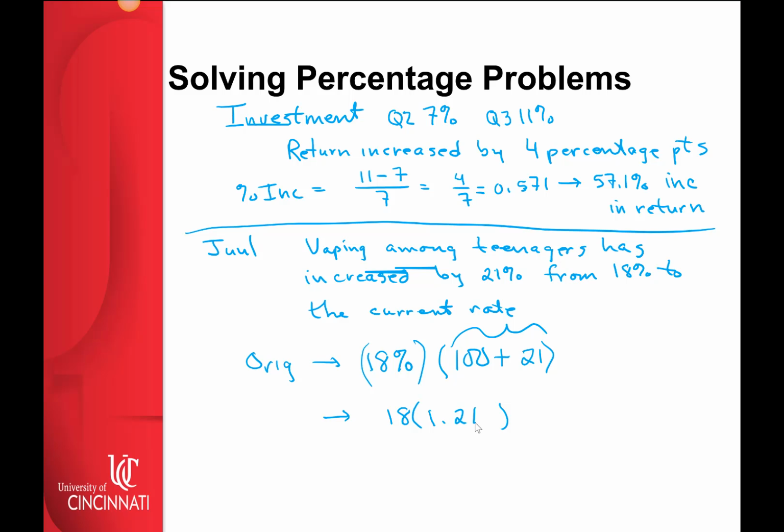So what we want to do is take whatever our original value was and multiply it by 1.21, which is going to be 21.78, which is really 21.8%. Now this can sound kind of strange on a news report, but if the reporter gets the numbers right, you know what they would say? Vaping among teenagers has increased by 21% from 18% to 22%.